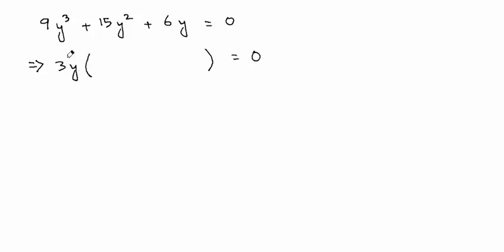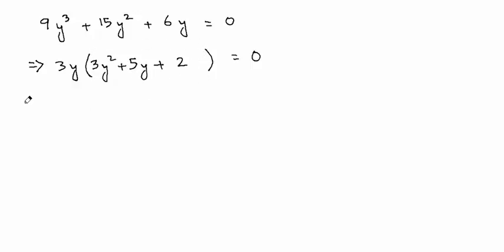Now, if you take a 3y out of 9y raised to the third, you're left with a 3y squared. 3 times 3 is 9. Y times y squared is y raised to the third, or y cubed. Plus, if you take a 3 out of 15, you have a 5. 3 times 5 is 15, times y. Y times y is y squared. Plus, if you take a 3y from 6y, you have a 2. 3y times 2 is 6y. And we have a quadratic expression inside the parentheses, as you can see over here.